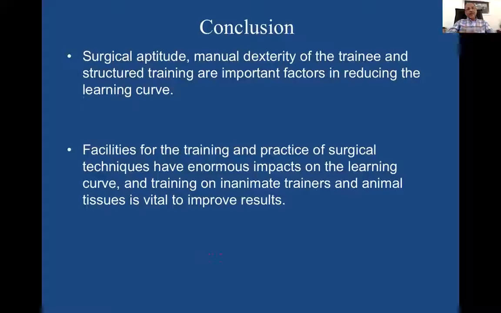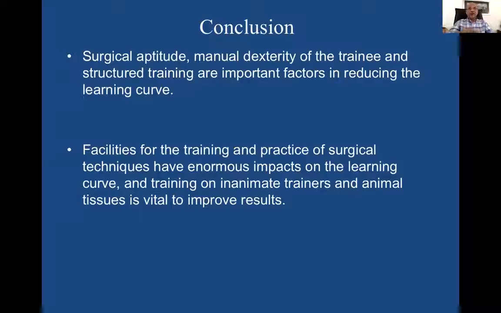So in conclusion, surgical aptitude, manual dexterity of the trainee, and structured training are important factors in reducing the learning curve. Now, with MIS being there from the very beginning, unlike when we started out, we obviously didn't have MIS. So we had to learn all this with various workshops, going to colleagues, learning different things, reading a lot. Nowadays, as part of the residency program, MIS training is there. So their understanding of open as well as MIS surgery is much better than for people who started doing MIS in the earlier period. And there was this resistance as well.